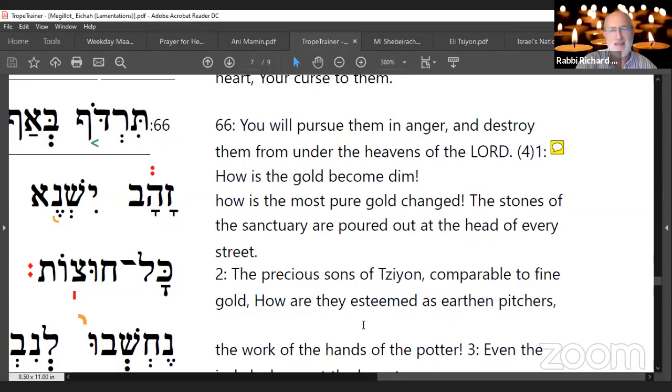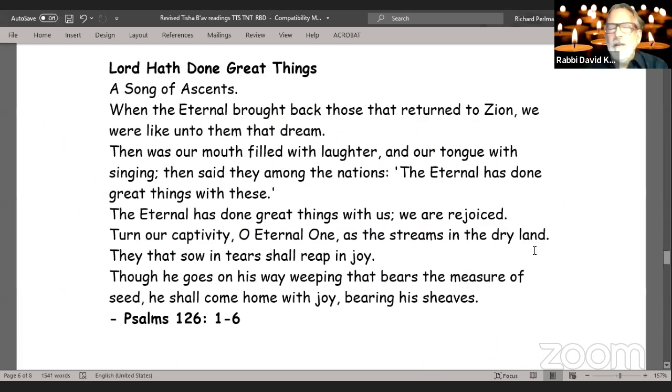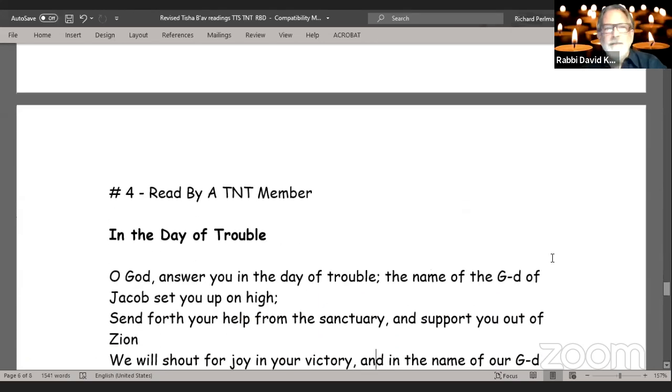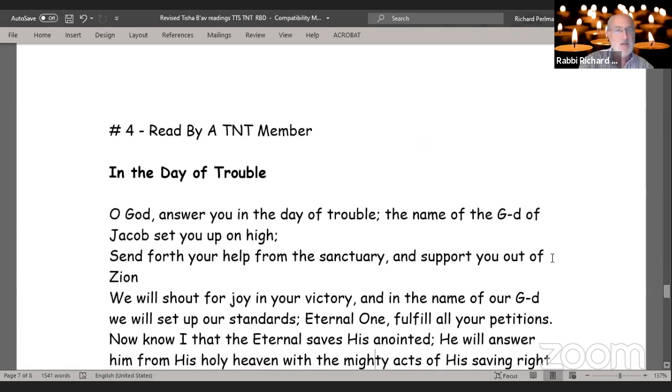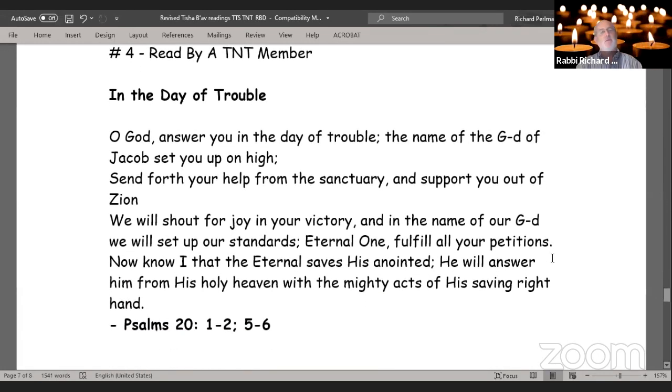Thank you for that. And now we're going to get on to reader number 4, I believe. That would be, I believe, Alan Toulousky. Alan Toulousky from Temple Ner Tamid.